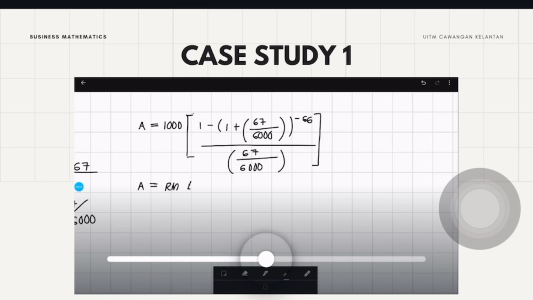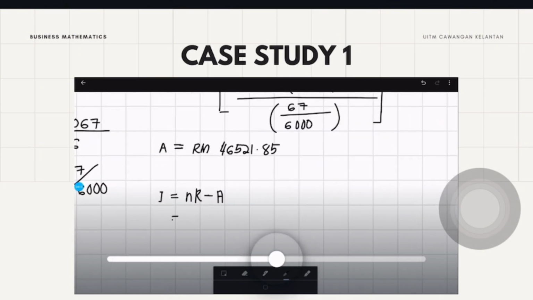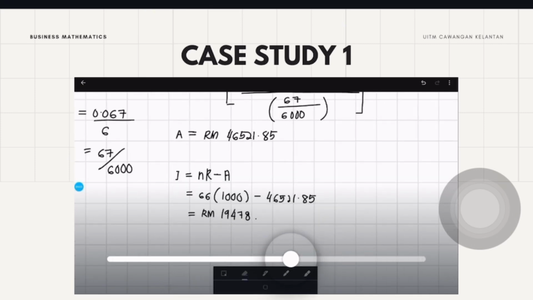And our final answer for present value, which is A, is 46,521.85. Now we are going to calculate our interest charge, which is 66 times 1,000 minus 46,521 ringgit 85 cents, and that totals to 9,478.